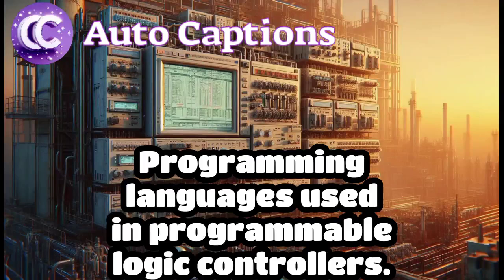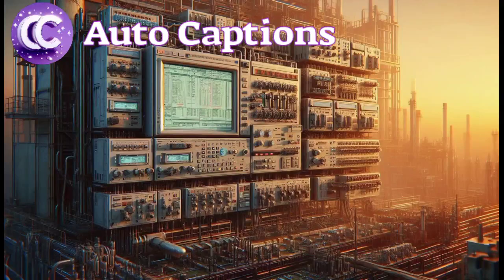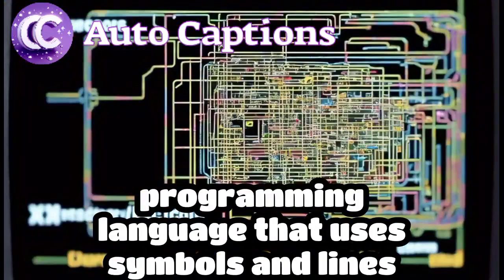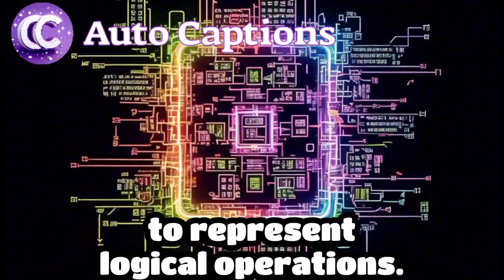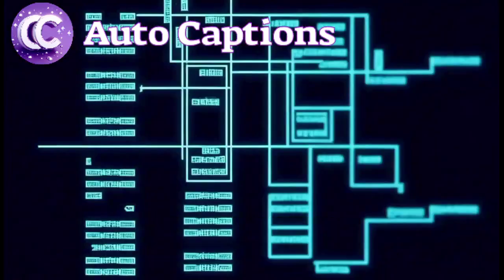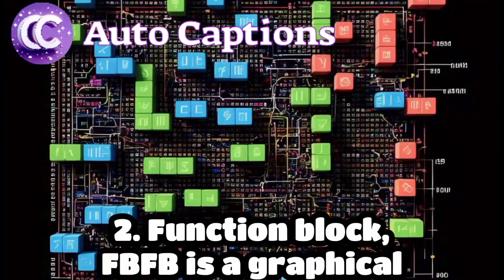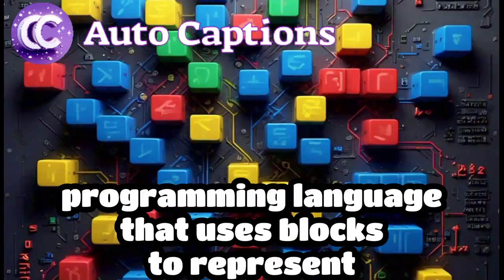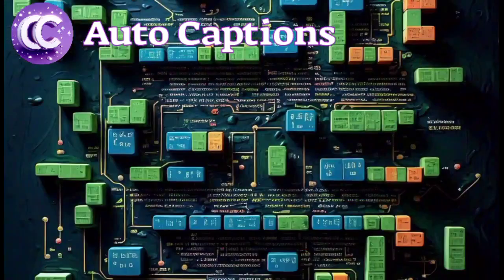Programming languages used in programmable logic controllers. 1. Ladder logic, LL, is a graphical programming language that uses symbols and lines to represent logical operations. 2. Function block, FB, is a graphical programming language that uses blocks to represent functions and logical operations.